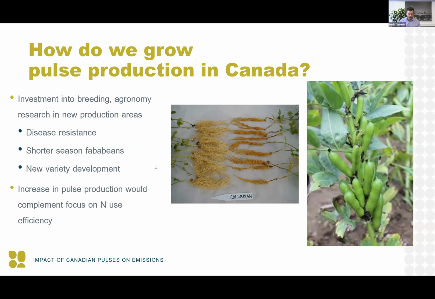And what we're trying to also say is that increasing pulse production, or at least maintaining it, really complements this focus that we have on nitrogen use efficiency. We've heard the federal government announce targets around fertilizer emission reductions. Well, one of the components that we need to focus on here is not just 4R practices. There's a 5th R, we like to say in the pulse world, and that has to do with rotations. And a major part of rotations for fertilizer management is going to be pulses.